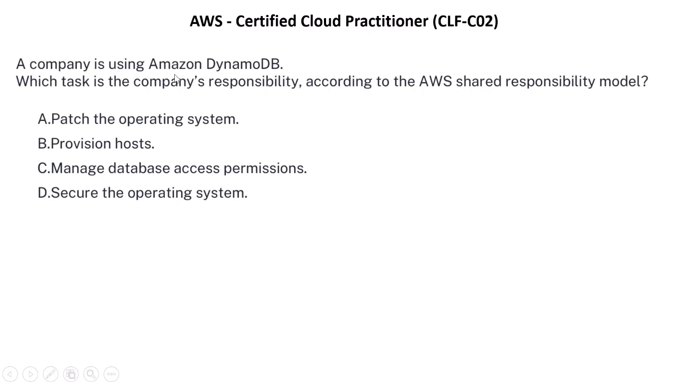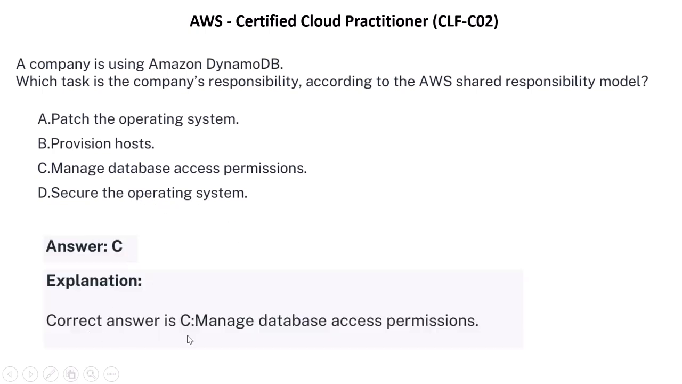A company is using Amazon DynamoDB. Which task is the company's responsibility according to the AWS shared responsibility model? The options are: option A, patch the operating system. Option B, provision hosts. Option C, manage database access permissions. Option D, secure the operating system. The correct answer is option C, manage database access permissions.